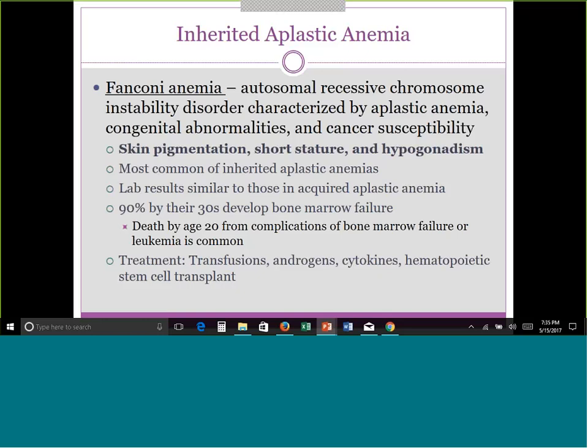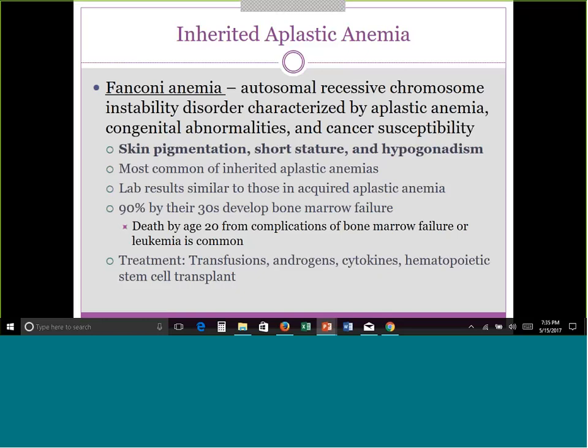So I do need you to remember Fanconi anemia and the bolded part there of what kind of signs indicate this inherited disease. So basically, what does it say here? 90% by age 30 will have full-blown bone marrow failure.